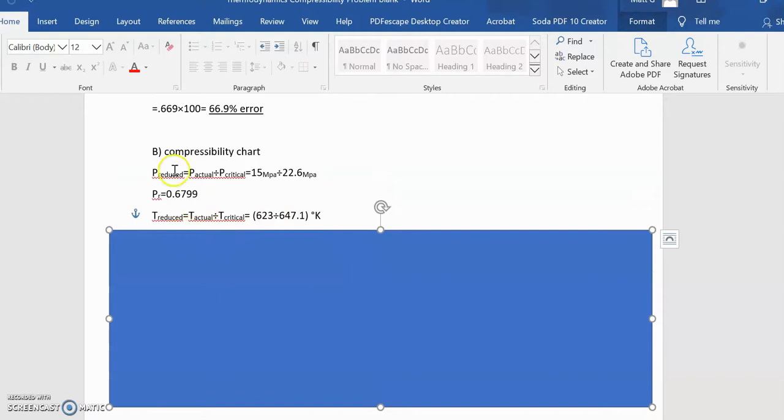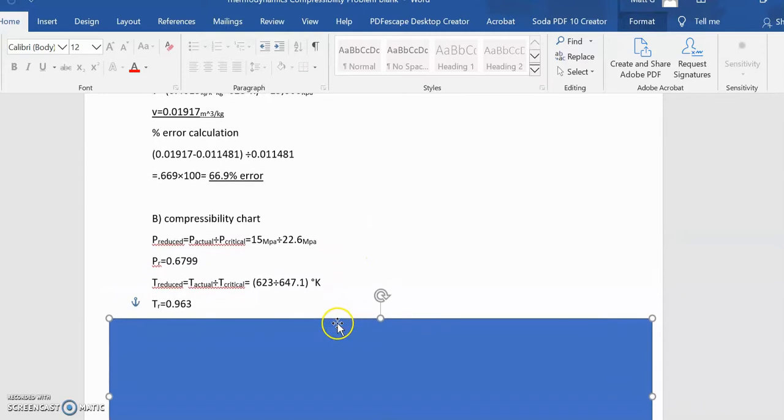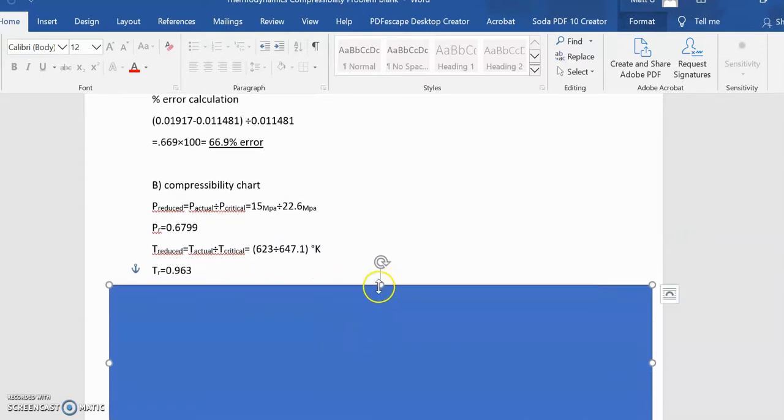The temperature reduced, same thing here. It's our actual temperature, 623 degrees Kelvin, divided by the critical temperature of steam, 647.1 degrees Kelvin. And this simplifies to 0.936.